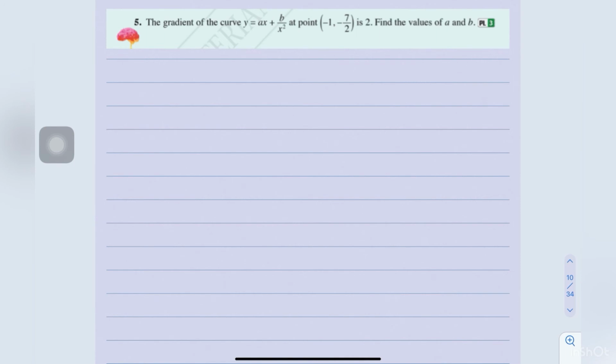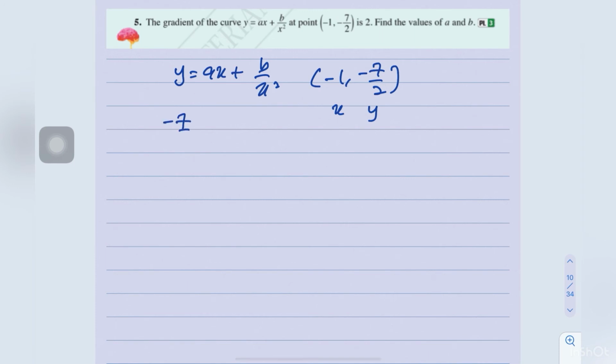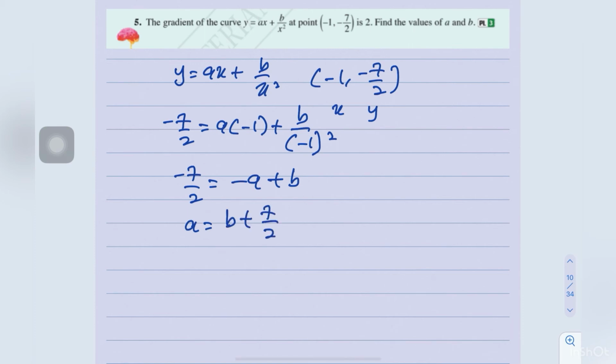Okay, so in here given equation y equals ax plus b over x squared and point (-1, -7/2). We know that this is a coordinate, so meaning that this is the coordinate of x and y. So then you substitute y equals -7/2 into the equation. So a(-1) plus b over (-1) squared. Here we get -7/2 equals -a plus b. Or maybe a equals b plus 7/2. Now we already have one equation.